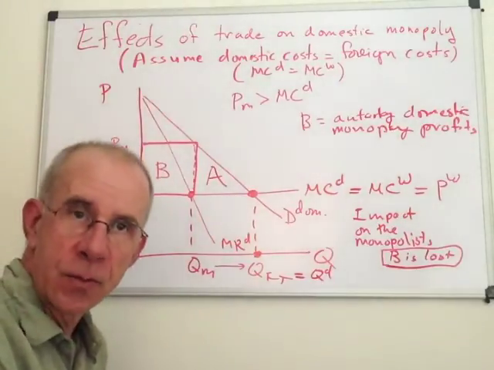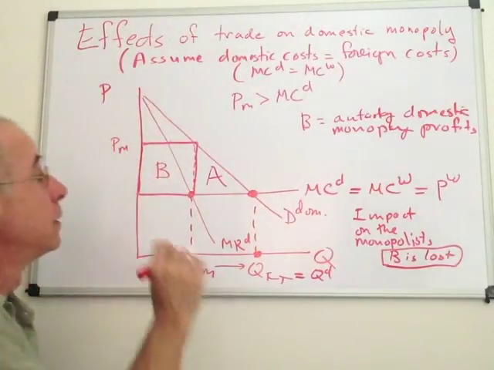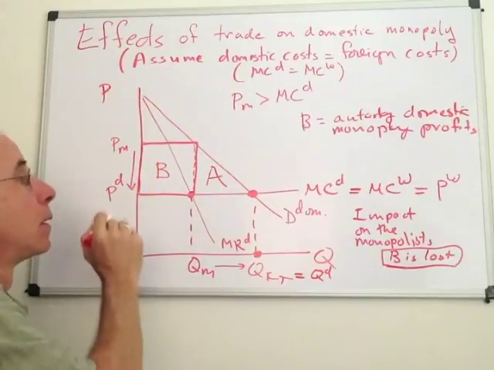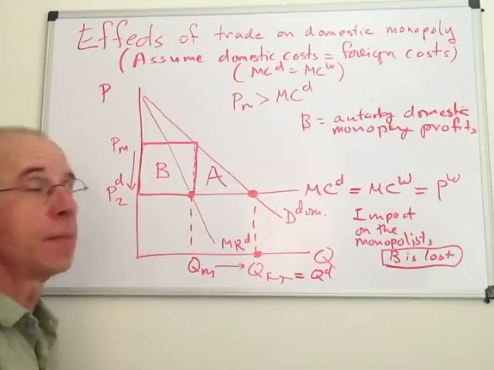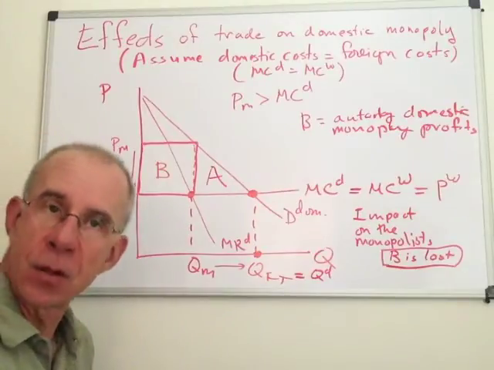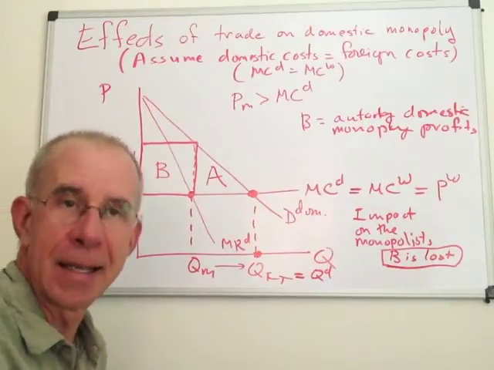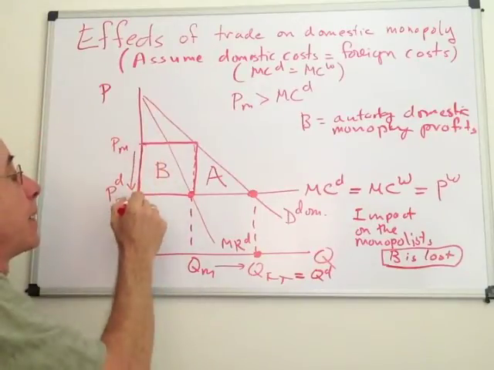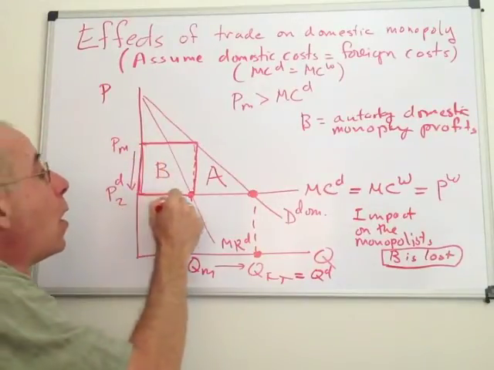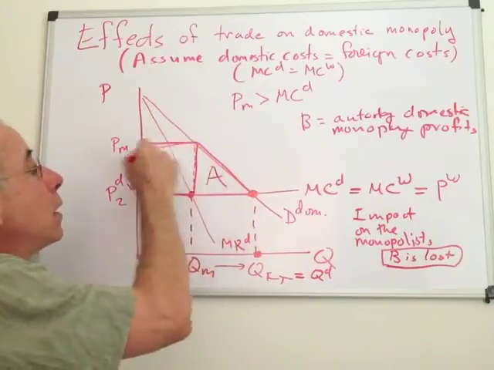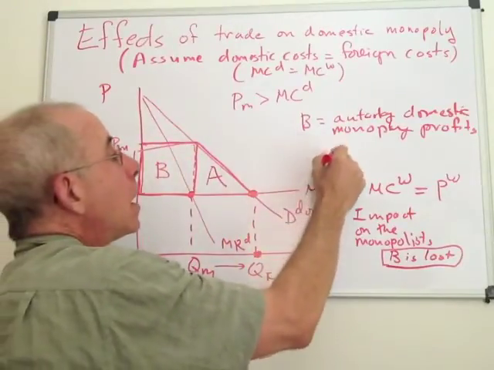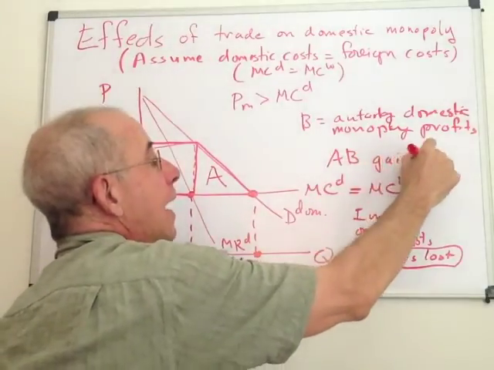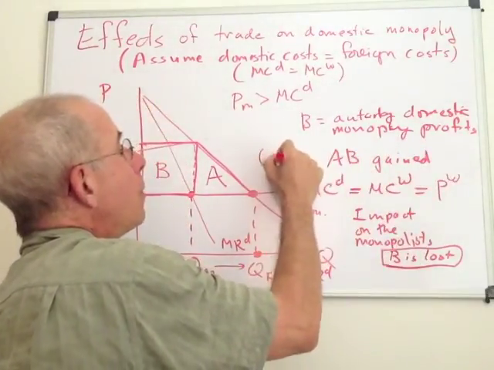Now how about the consumers? Now the consumers are affected by seeing a lower price in the domestic market, and they're going to have an associated increase in consumer surplus. That is the area defined by the change in the price over to the demand curve. So A plus B is gained by consumers.